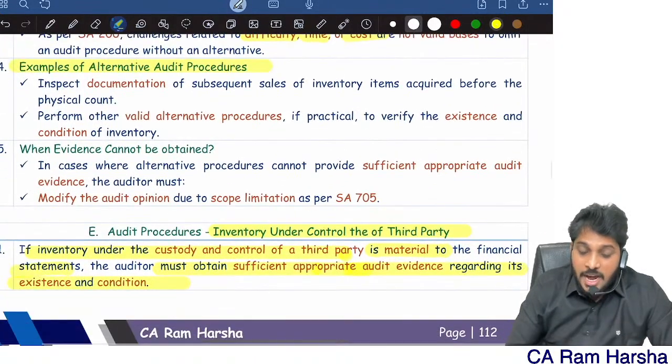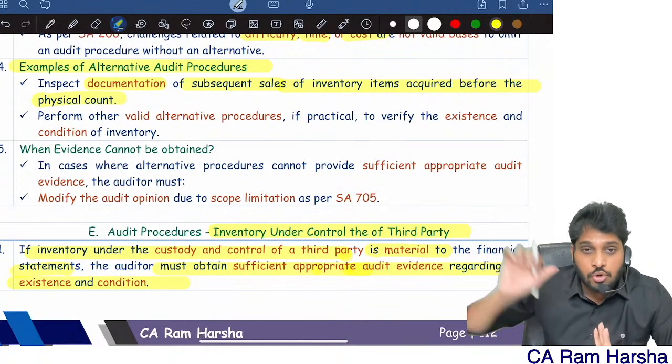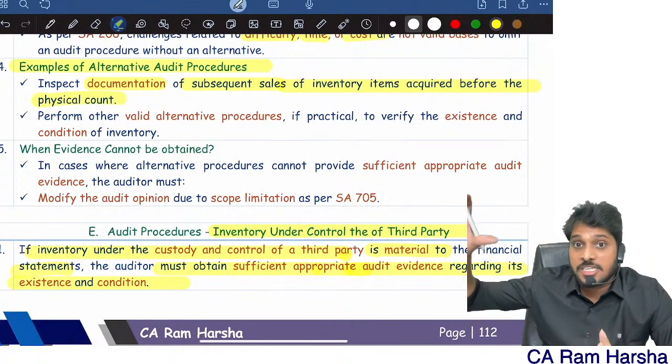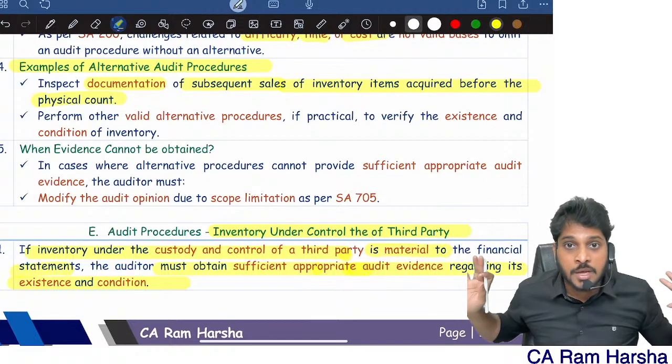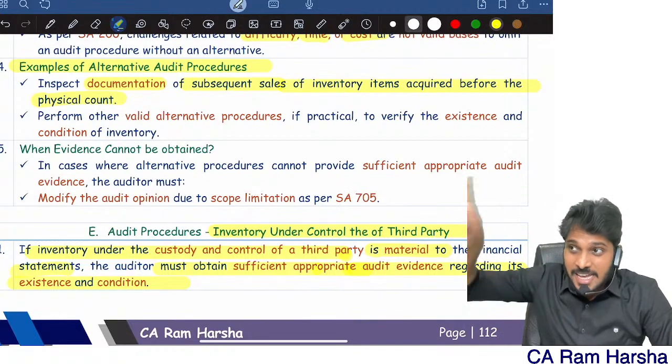Now, what are the alternative procedures? Look at the documentation of subsequent sale of inventory. Suppose you can't go to the location of the inventory because the inventory location is at some place where war is happening right now. So it is not at all advisable for the auditor to go there. So it's impracticable. But how do you know inventory is there at that location?